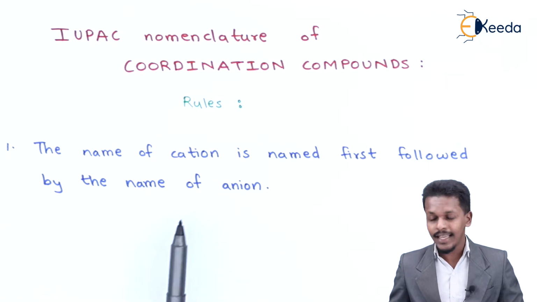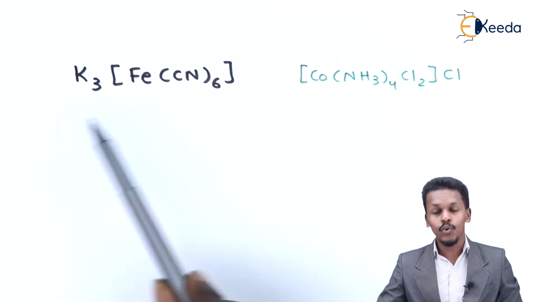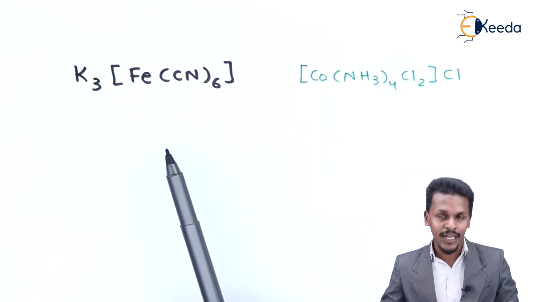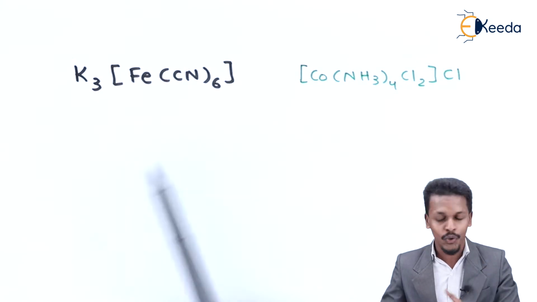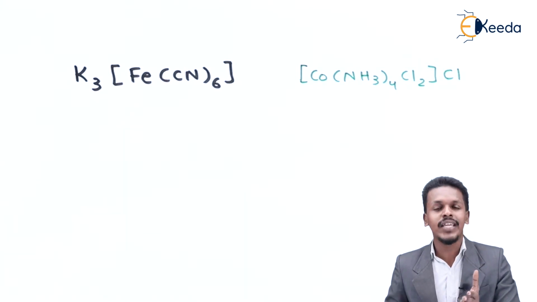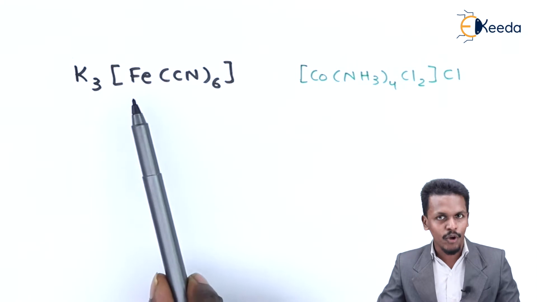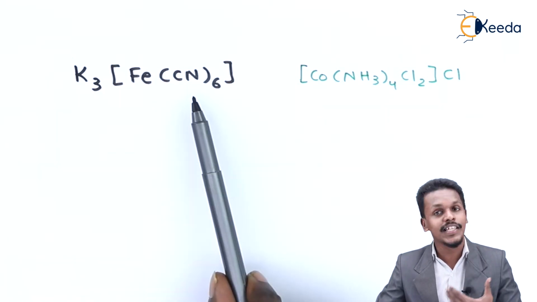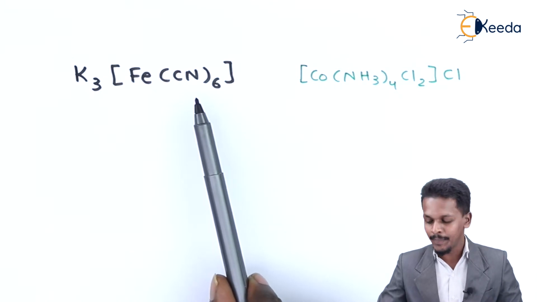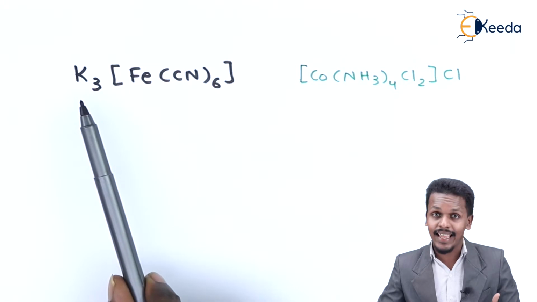So let me clear this point with the help of an example. Here are two complexes for which we have to give the nomenclature, but before that we have to understand how the nomenclature rules go. As we have discussed, we have to give the name of the cation first, and then the name of the anion. If we talk about this complex, K3, where Fe is the central metal atom surrounded by 6 moles of the cyanide ligand, in this case the potassium is the one acting like a cation.